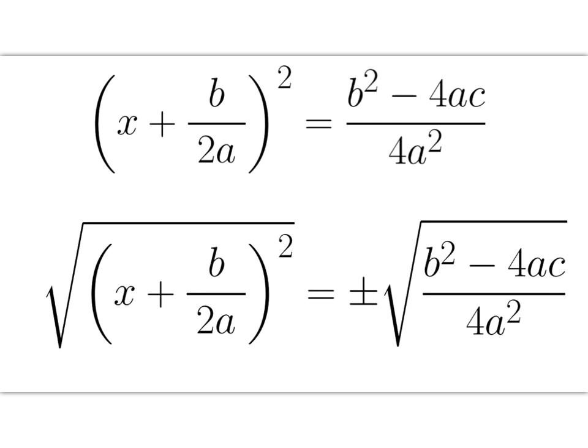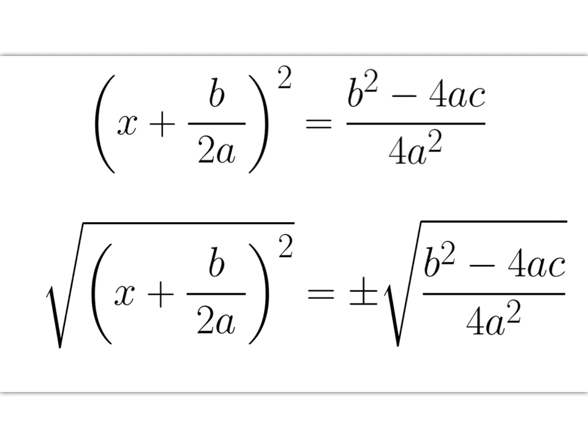And how do we undo the fact that something has been squared? We unsquare it. We take the square root. So if we take the square root of the left-hand side, we're just going to be left with x plus b over 2a. But when we square root to get rid of something being squared, we have to remember a plus minus.